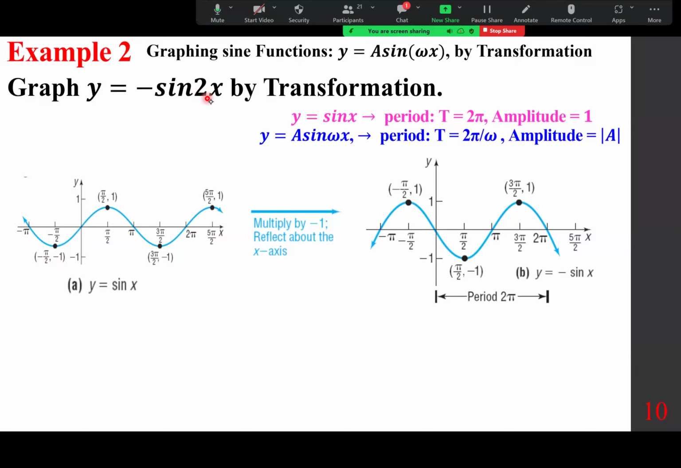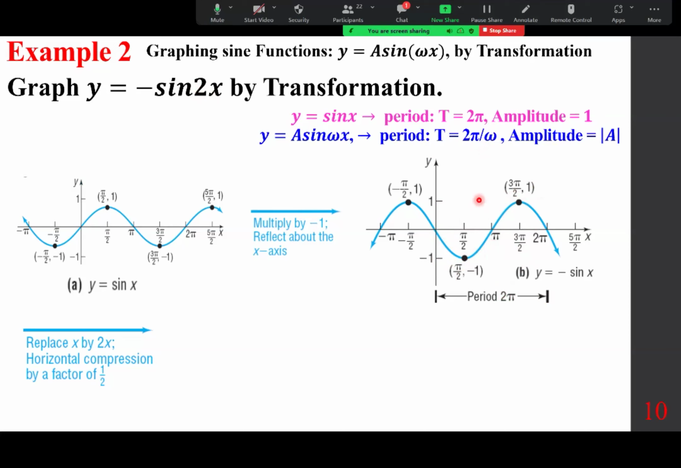The effect of that, if we replace x by 2x, is a horizontal compression by a factor of 1/2. So what happens here doesn't change, but this one, look at the period, which is 2 pi. Now, the period 2 pi divided by omega, 2 pi divided by 2 becomes pi, which means all the x coordinates will be cut in half.